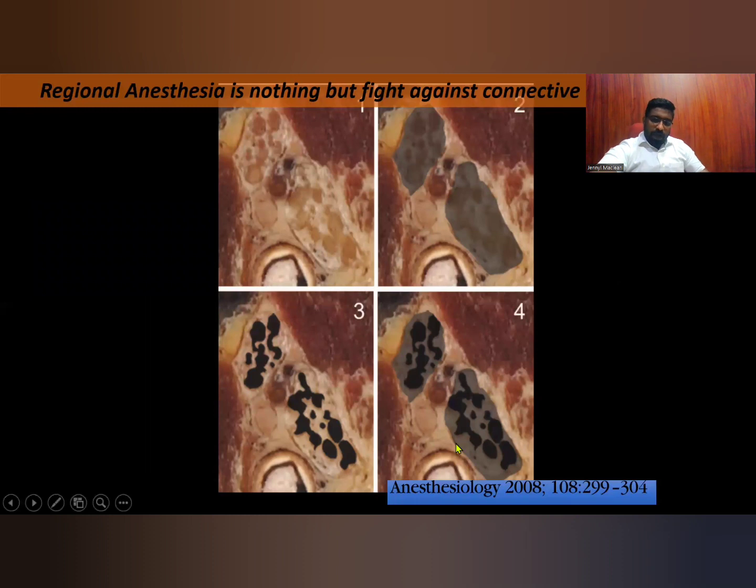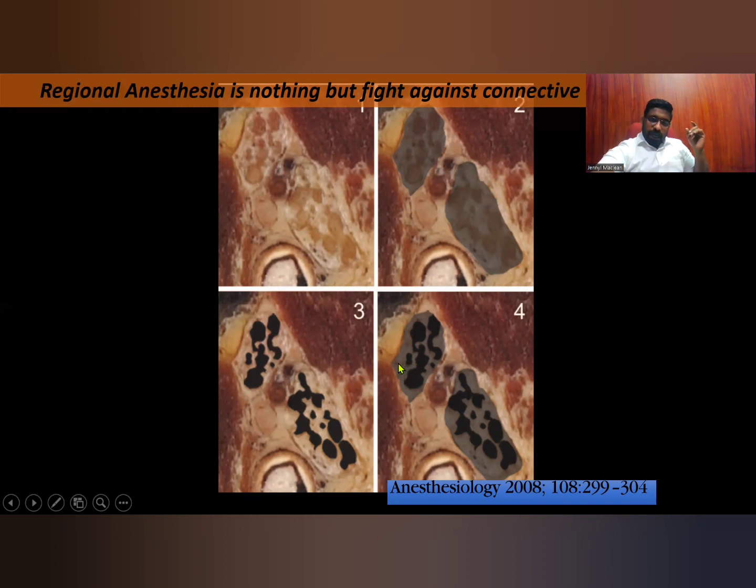This is an article which looked into the ratio of connective tissue barrier to the neural elements in a brachial plexus. So this is a supraclavicular brachial plexus. You can see there, this is a subclavian artery. This is the connective tissue around the brachial plexus. These are the neural elements of the brachial plexus.